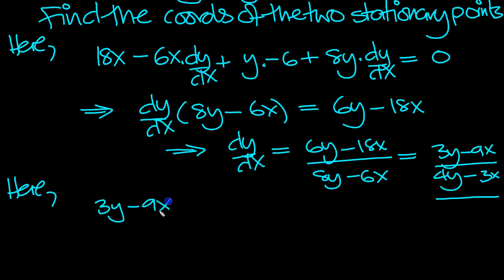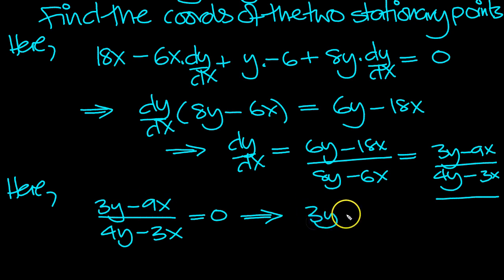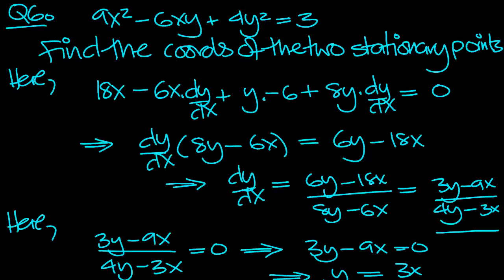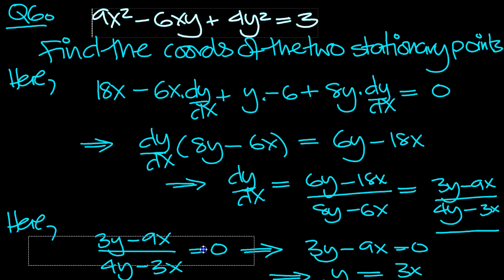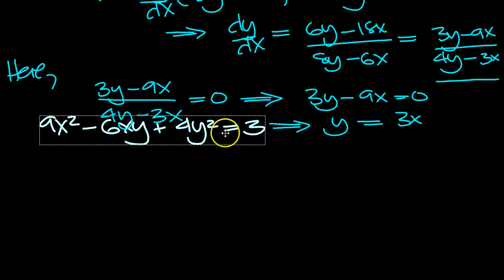3y minus 9x over 4y minus 3x equals 0 implies, well, the numerator then is 3y minus 9x equals 0. So in other words, y equals, so there's a 3 common, so divide by 3 in both terms. Y minus 3x, and move the 3x over. So it's easy to see that y equals 3x. Let's put that in the equation then and see what solutions we get. So I'm going to copy this equation here, and move it down, and we're going to substitute in y equals 3x.